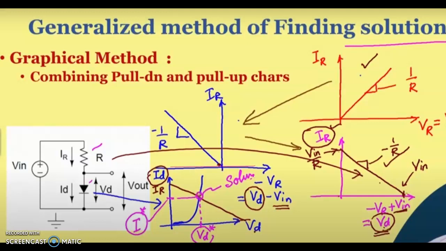VR, okay, IR is minus VR, so minus 1 by R, the opposite of this. Here, from here, this is minus VR plus Vn equal to Vd. This part has slope minus 1 by R. This is Vn. Here Vn divided by R.